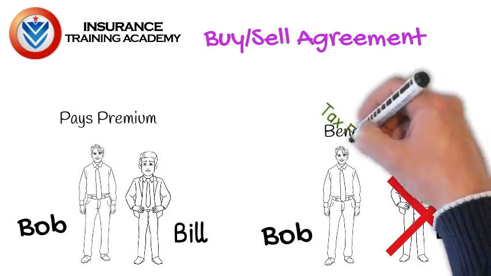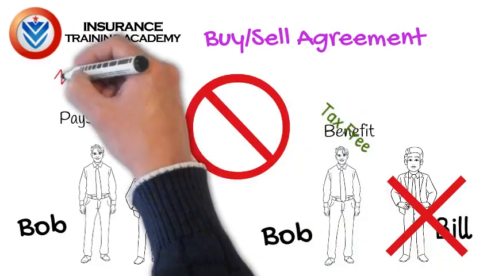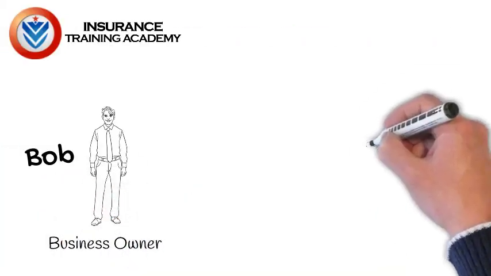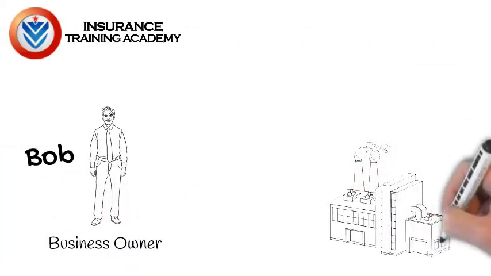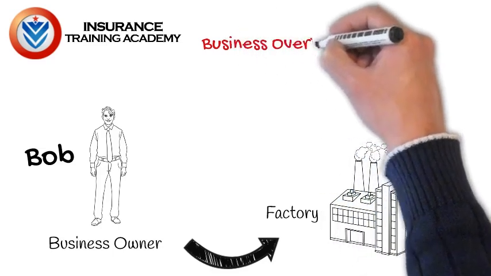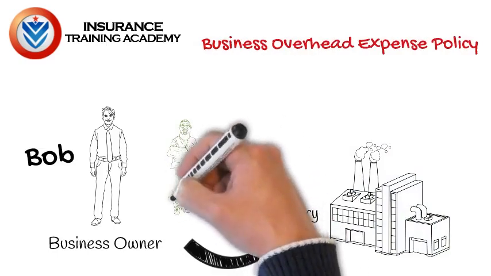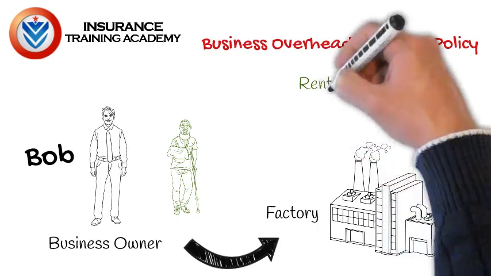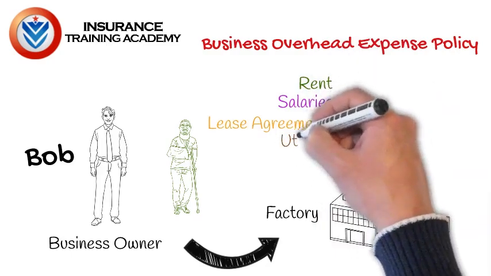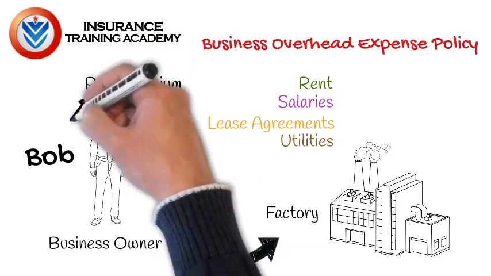Now let's look at a different one here. In this one, Bob is the business owner and he owns a factory. He's wanting to purchase a business overhead expense policy so that if Bob became disabled, it would cover the overhead expenses of his business: his rent, salaries, lease agreements, utilities. It would keep the lights on and the doors open. So Bob pays the premium on that, but the business gets the benefit. So Bob can deduct the premiums as a business expense, but any benefit to the business is taxable.